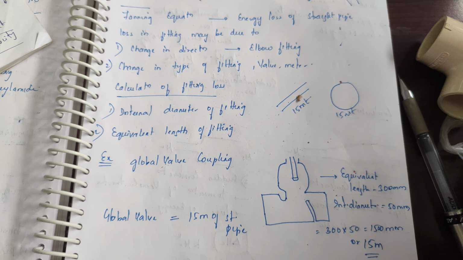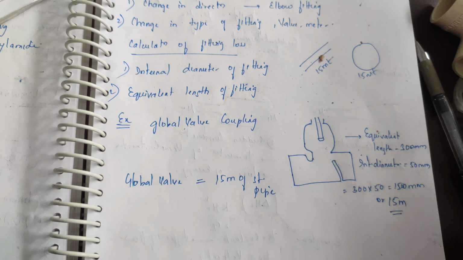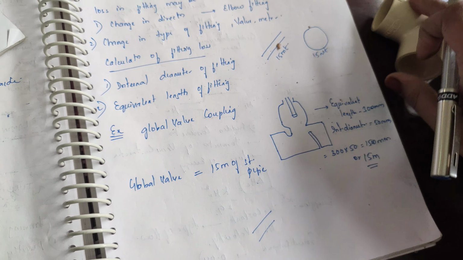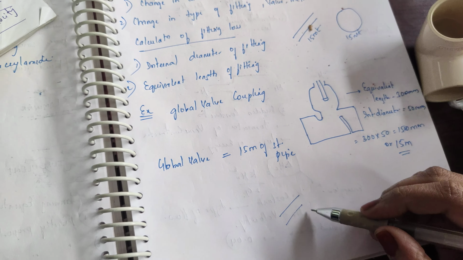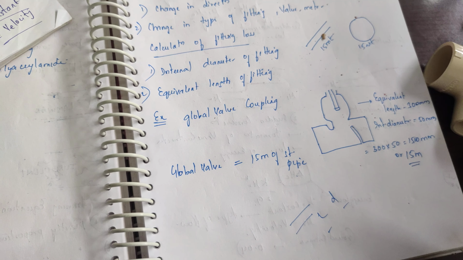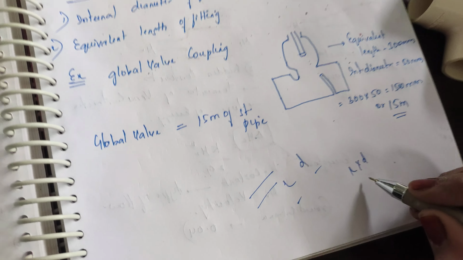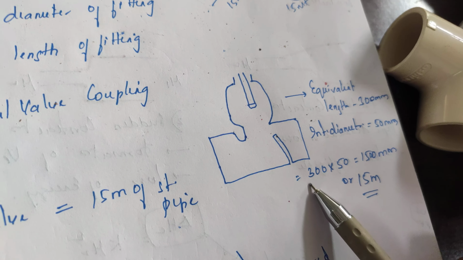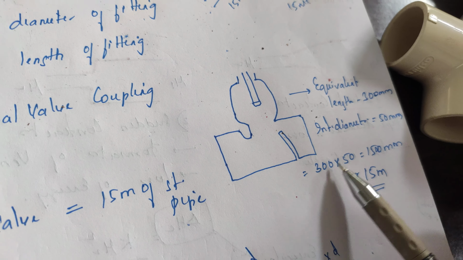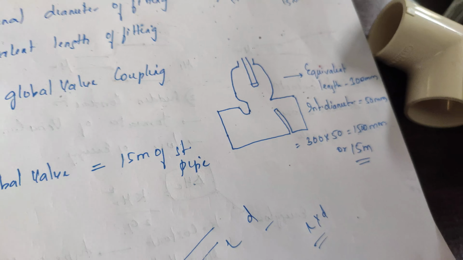Okay, so this fitting loss can be calculated by knowing the actual length of the pipe and the diameter of the pipe. If you know the actual length, how much straight pipe you take to make this coupling, how much straight pipe you take to bend this into an elbow, then that length of the pipe and diameter of the pipe. By knowing the length and diameter of the pipe, you can calculate the loss here. For example, for a coupling valve the equivalent length is 300 mm and the internal diameter is 50 mm. When we multiply it, you get 15000 mm, or directly you can say 15 meters. That is the length of the pipe.